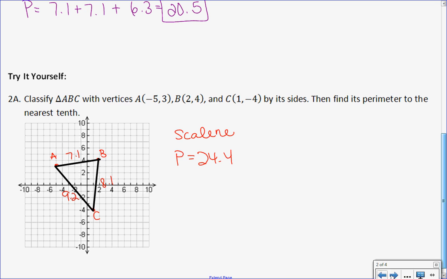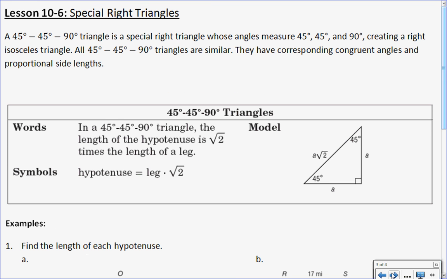Okay, let's continue to section 10.6, special right triangles. And we'll talk about two different special right triangles in this section. In class, we'll talk about what makes these so special, but for right now, we just want to figure out how we can use these special relationships and these special right triangles to solve some problems.